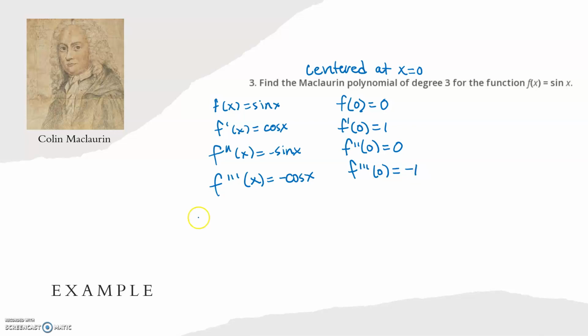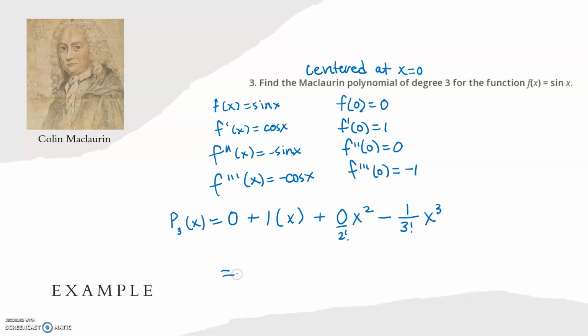Okay, now we're going to start our Maclaurin, our Taylor series. So we're going to do p sub 3 because we want a third degree polynomial. We're going to start with our constant term, which is 0. Our linear term, which is 1 times x, x minus 0. And then plus 0 times x squared, this is actually 0 over 2 factorial, minus 1 over 3 factorial times x to the third.